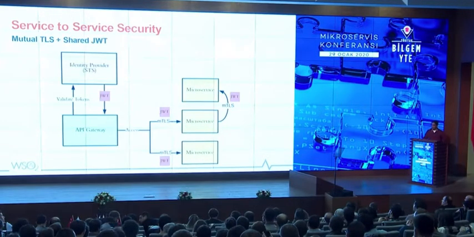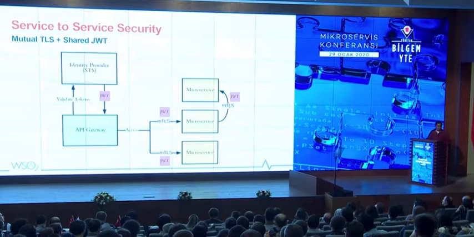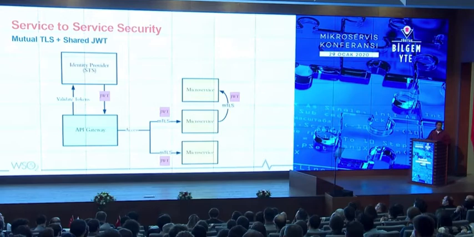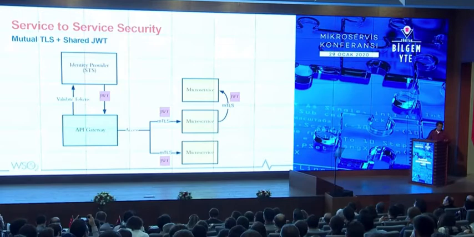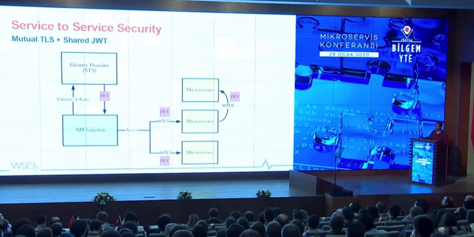In this model, you have mutual TLS plus a shared JSON web token. When the STS validates our access token, which comes from the end user, after validation it will produce a JSON web token. That JSON web token may include who the client is, who the user is, and other parameters, like a set of scopes and the audience. And that JWT is signed by the issuer, the STS. Now the gateway, along with the request, passes the JWT to downstream microservices.